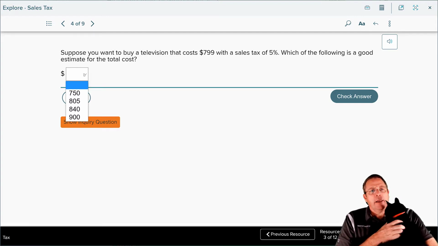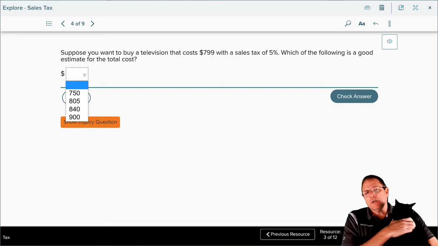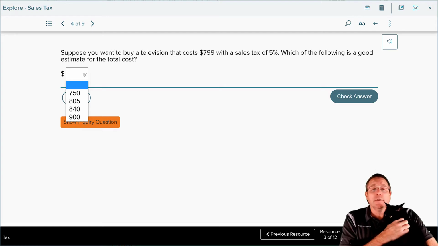$750, $805, $840, or $900. Well, stop and consider. Every dollar you spend, you get a nickel added to your amount. Every $100 you spend, you have $5 added to the sales tax.